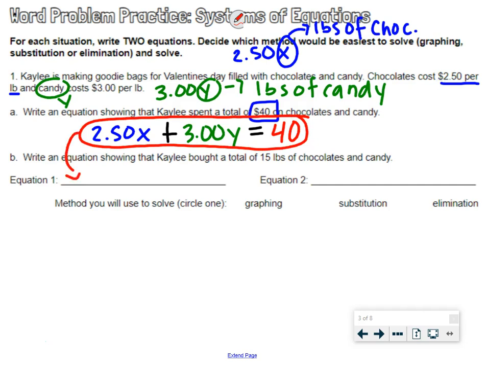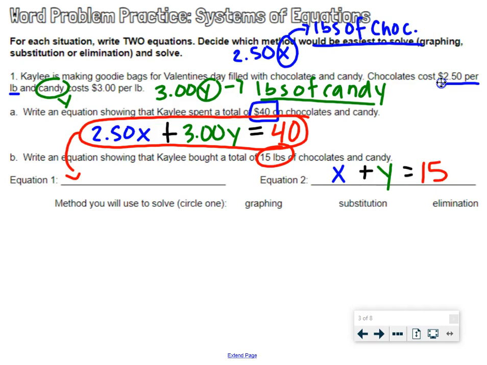And then part B, write an equation showing that Kaylee bought a total of 15 pounds of chocolate and candy. So we know that x is pounds of chocolate, plus y for the pounds of candy. So if she bought 5 pounds of chocolate, she'd have to buy 10 pounds of candy, because we know in total she bought 15 pounds. So this would be equal to 15.